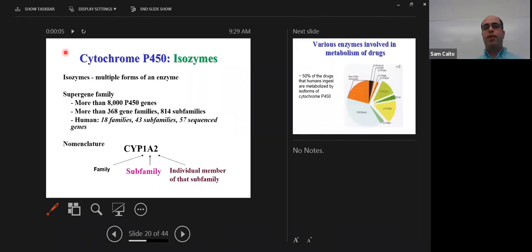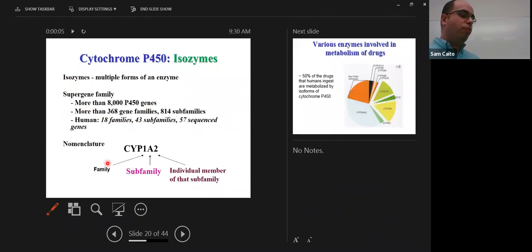So the cytochrome P450s, there are multiple isozymes, meaning there's multiple forms of the enzyme. So when we talk about these, it's really a super gene family. There's about 8,000 of these P450 genes that are known, which is then divided into 368 different gene families and 814 subfamilies. Humans, it's us, we contain 18 of these families, 43 subfamilies, and in our bodies we contain about 57 of these known genes.